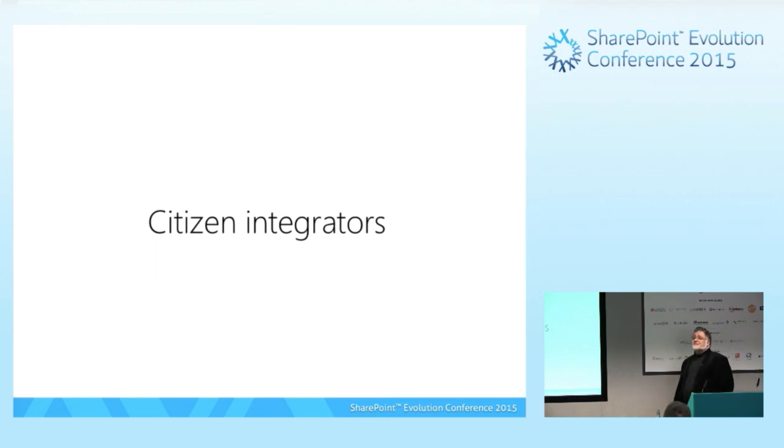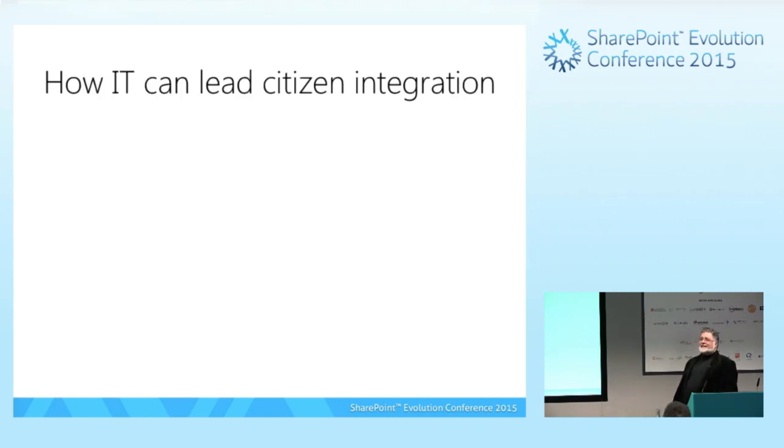In fact, it's not just about citizen development, it's about citizen integration. Citizen integrators, it's a real thing. IT can lead citizen integration. One, catalog and document those APIs. Turns out that if everyone is used to REST, again, it's just a question of knowing what the verbs are and what the URLs are, and you can get to whatever you need.